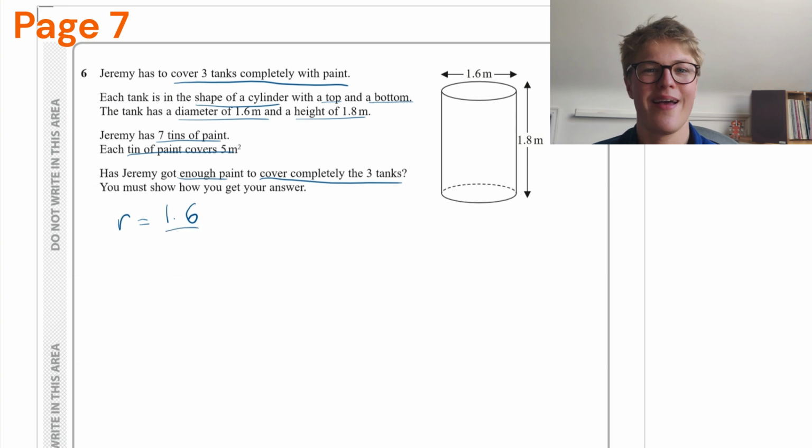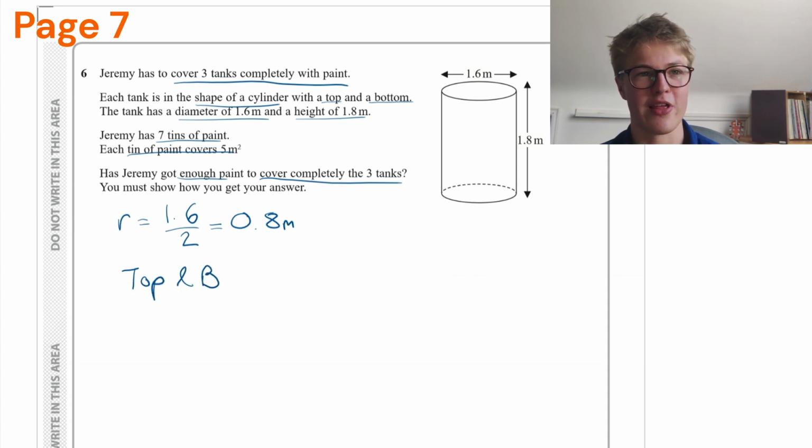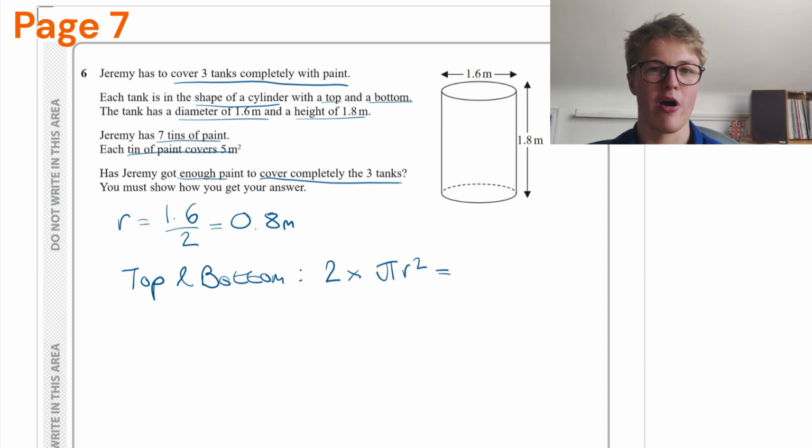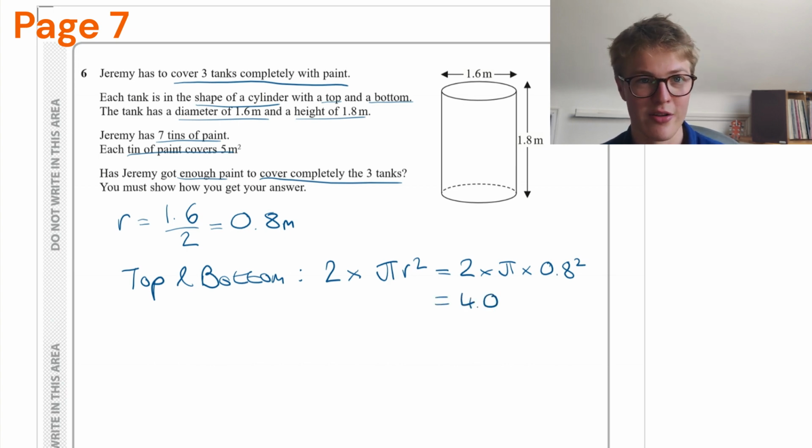So the first thing is the diameter is what we're given, and we need the radius, as you'll see in a minute. So 1.6 divided by 2 gives us 0.8. The top and the bottom of the cylinder will result in 2 times pi r squared, because that's the area of a circle, and then we have the top and bottom, so there's 2 of them. So we get 2 times pi r squared, which is 2 times pi times 0.8 squared. That gives us 4.02 meters squared.